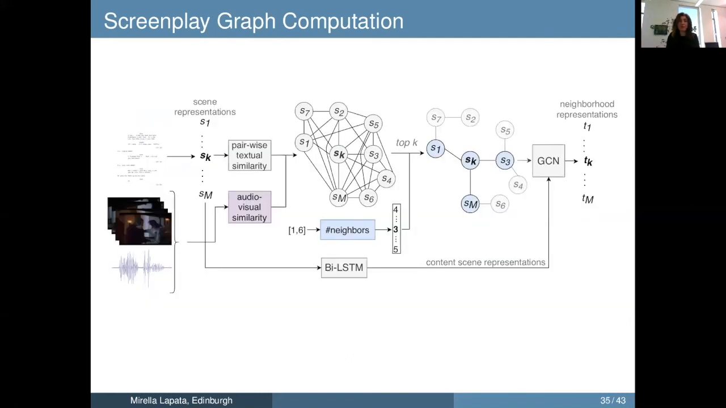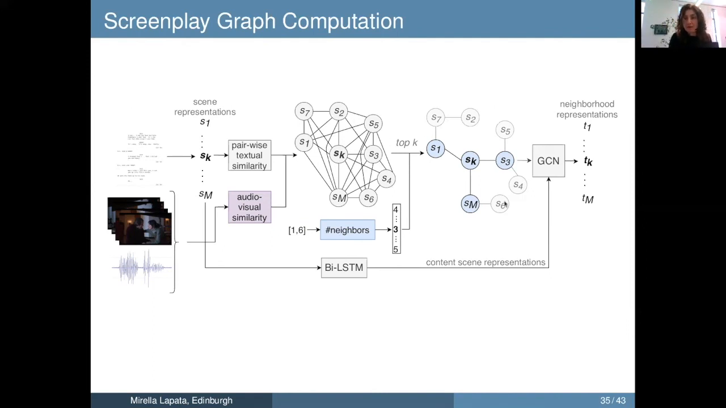I have a figure here. So this is the input. This is a screenplay. I have the scenes here. I compute the pairwise similarity. This is the fully connected graph. Edge weights are the combination of textual and audiovisual similarity. Then I will sparsify this graph by selecting the number of neighbors per scene, and this is done automatically as part of the learning. So we don't actually have a threshold saying that every scene has to have a fixed number of neighbors. The neighbors are between 1 and 6, but the number of neighbors per scene varies, and this is learned.